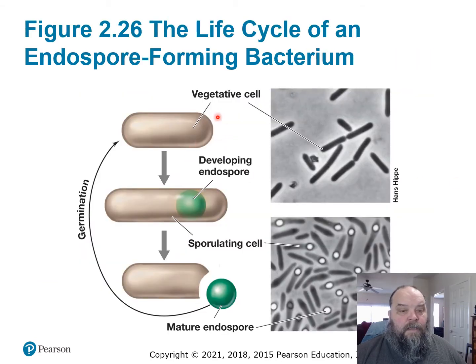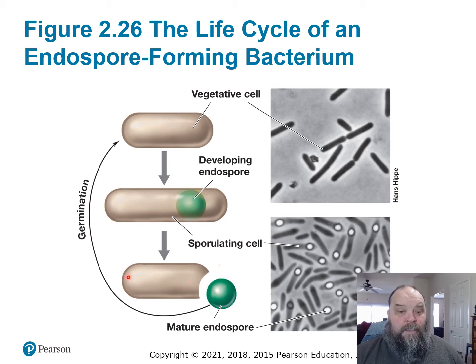What we see happens is a vegetative cell, as you see here, gets some form of a signal that says things are going bad, things are running out. It starts to develop an internal structure, laying down different layers of proteins and things like that that will surround a copy of the genome, some of the enzymes. Not a whole lot, but some. And then you get this mature spore.